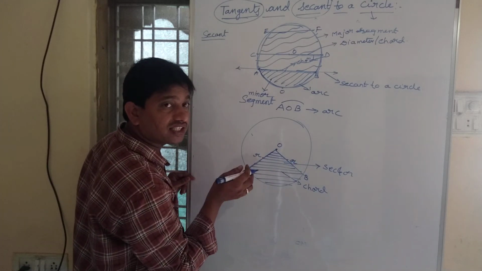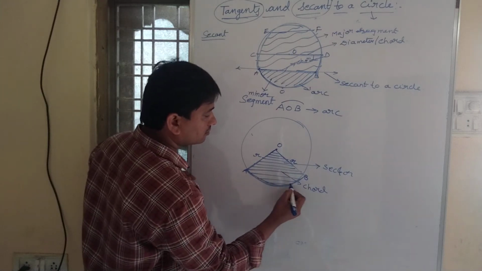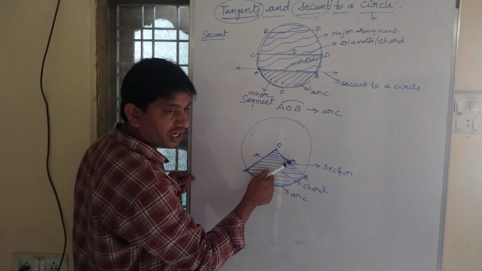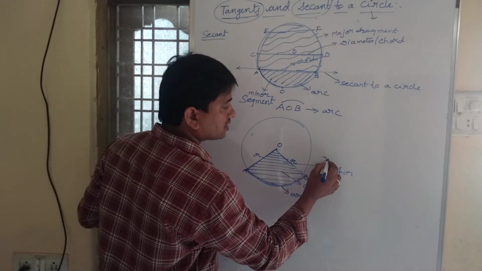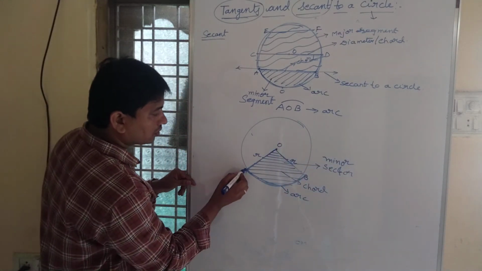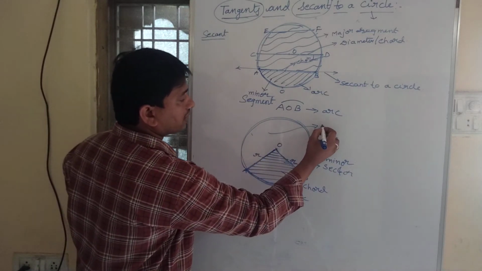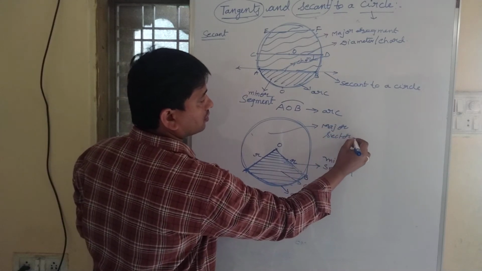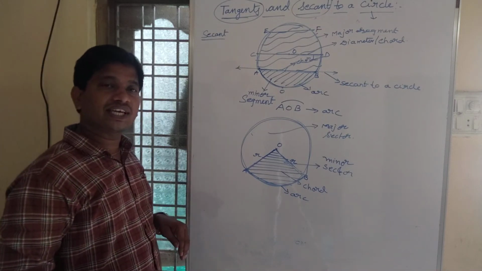The plural form of radius is radii. The region bounded by two radii and an arc is known as a sector. This is our minor sector, children. Now coming to this, this is our major arc, and these two are radii, and this is called the major sector. So how to find the area of a sector?